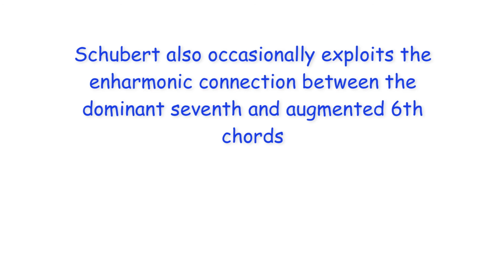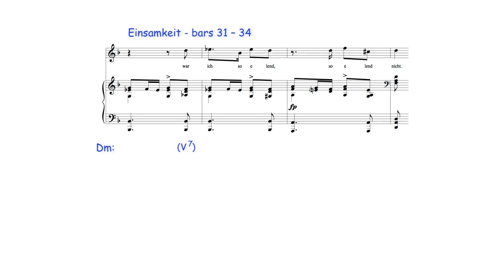Schubert also occasionally exploits the enharmonic connection between the dominant seventh and augmented sixth chords, such as here where this dominant seventh chord resolves to this E-flat Neapolitan sixth, a resolution here affected over a B-flat pedal. Schubert then writes the same notes as a German sixth, with the A-flat written as a G sharp, which he then resolves to the initial chord of a cadential 6/4 progression in D minor.